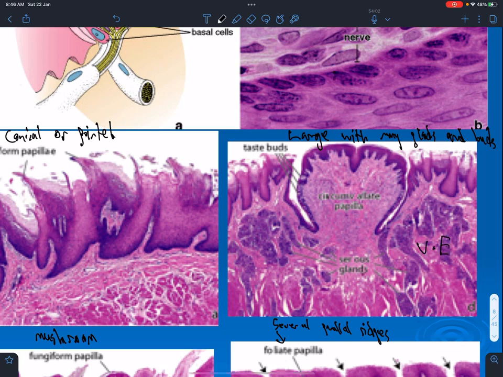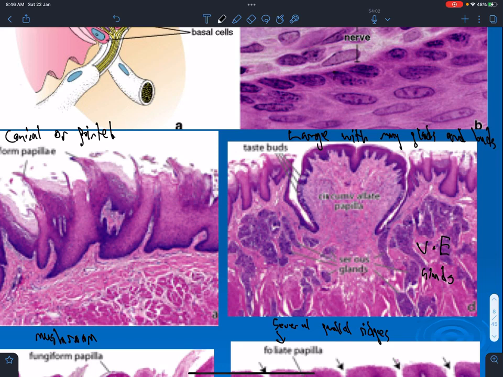Von Ebner glands are in their lamina propria, or in their submucosa, either way, in the lamina propria, let's say. Now, these von Ebner glands are minor salivary glands that are found in only the circumvallate papillae, maybe foliate, but mainly in the circumvallate papillae, okay?